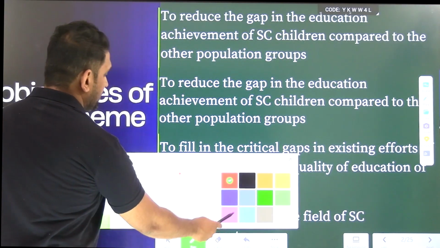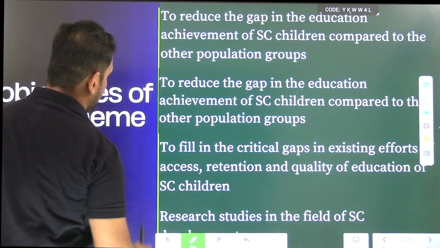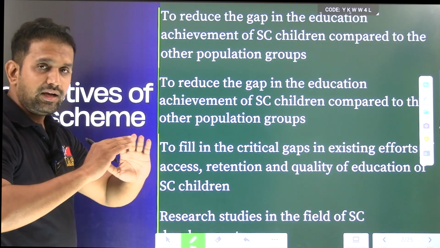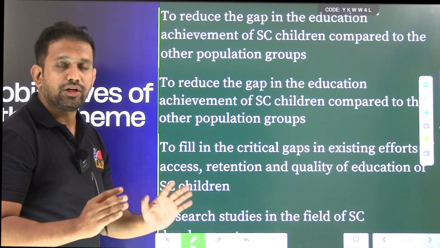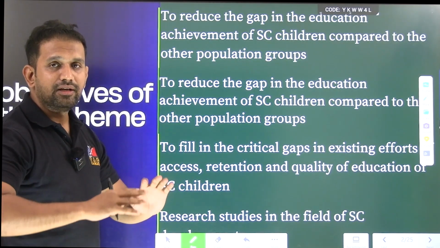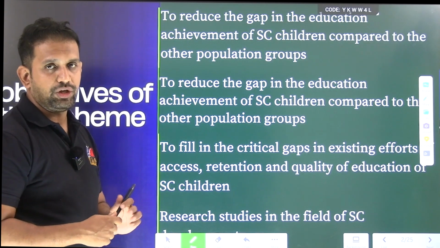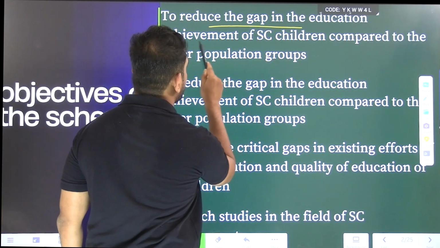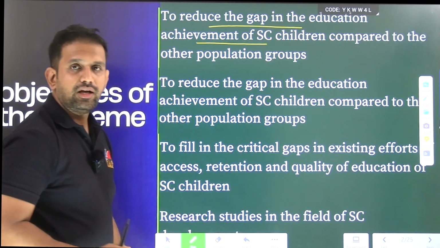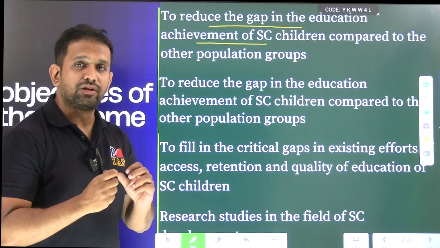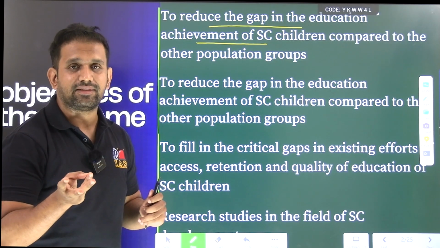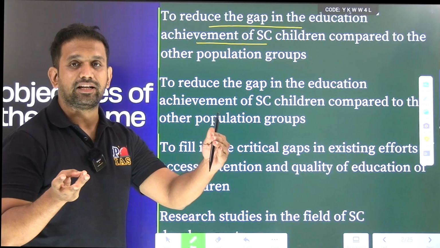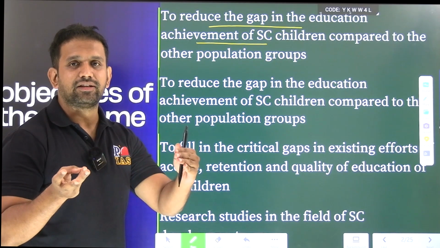Some objectives of this scheme, let us write down, because they are important for the mains examination. What are the objectives of the government in having schemes for the SC population? First of all, to reduce the gap in the education achievement of SC. Like the SC literacy rate is around 60%, the Jain literacy rate is 99%, and the BC literacy rate is 80%.